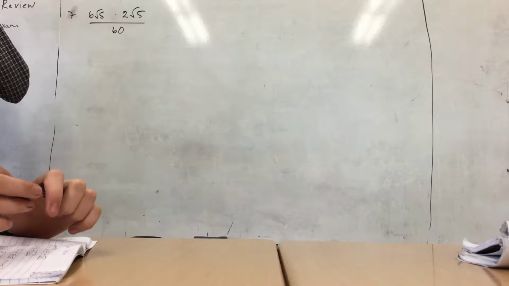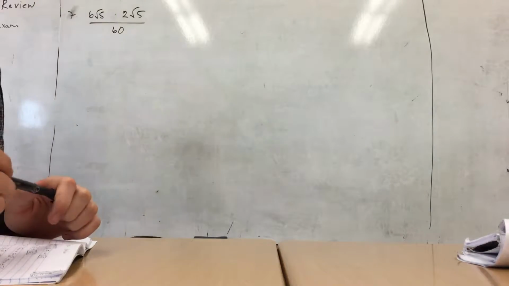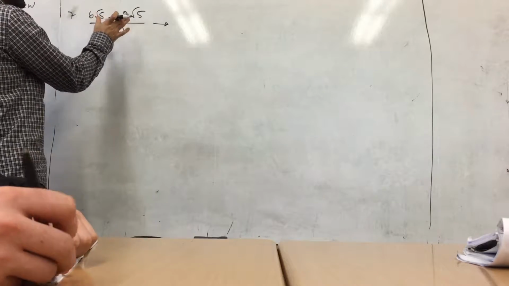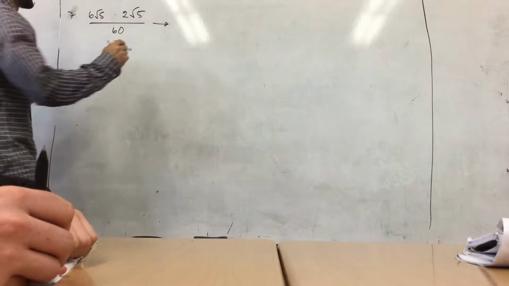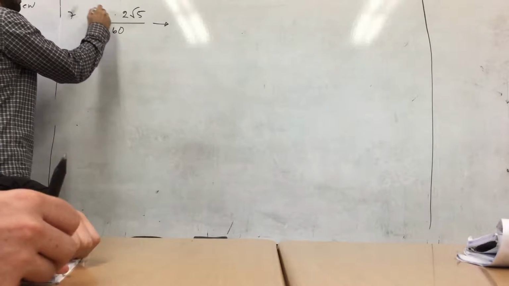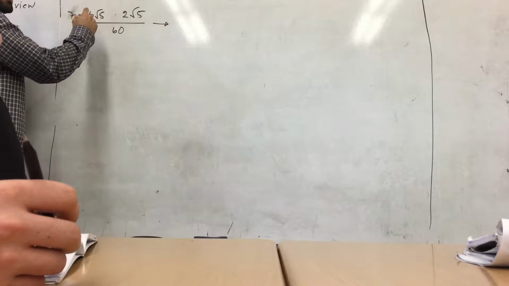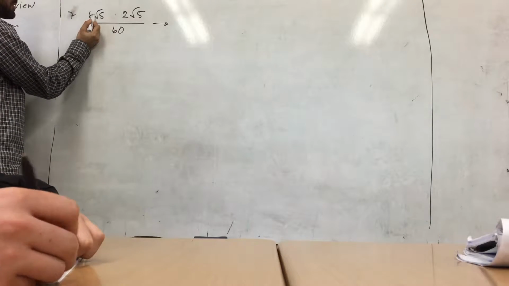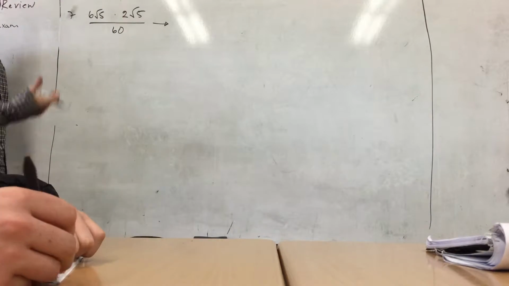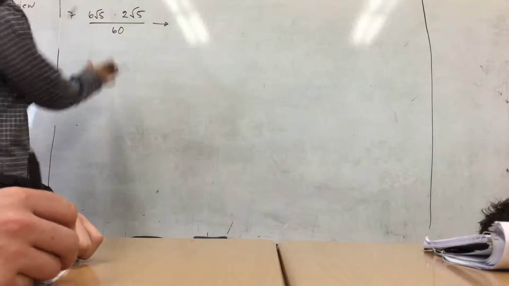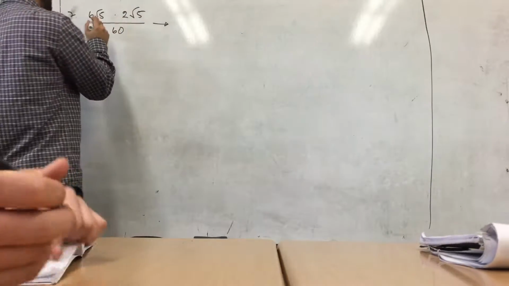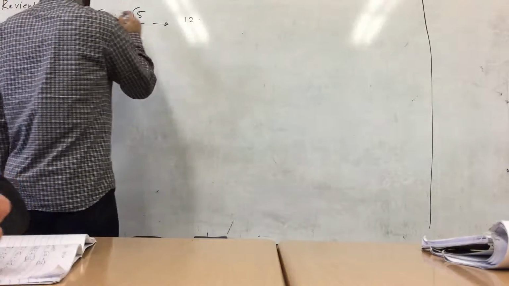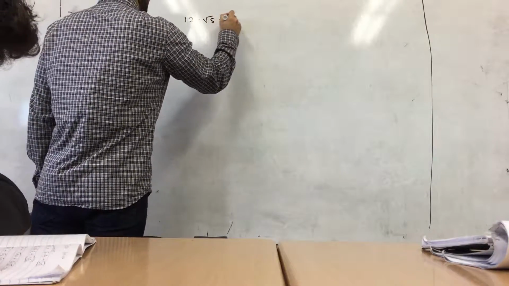Could you cancel the 5? Okay, let's look at this. No, you can't, but you can combine them. Remember, it's really important: what does this mean right here? I put the dot here. I could easily have put a dot here and here too, but in general we don't show those. So this is actually 6 times 2, which is 12, times root 5 times root 5.